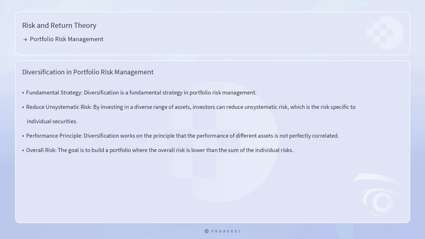Diversification is a fundamental strategy in portfolio risk management. By investing in a diverse range of assets, investors can reduce unsystematic risk, which is the risk specific to individual securities. Diversification works on the principle that the performance of different assets is not perfectly correlated, meaning that the poor performance of one asset can be offset by the superior performance of another.